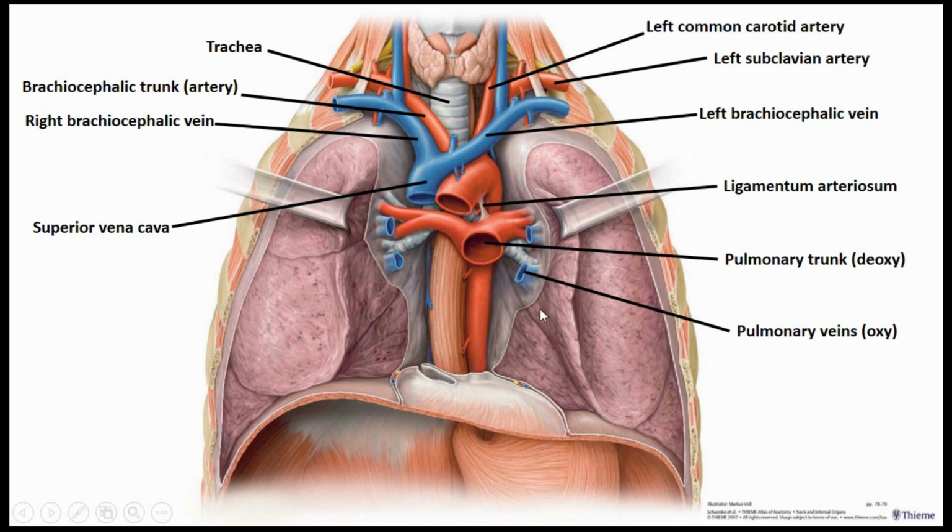Next, we have the pulmonary veins, which are bringing oxygenated blood back from the lungs to the left side of the heart, the left atrium. So again, the illustrator decided blue equals vein, but in this case, it's oxygenated blood coming to the left side of the heart.